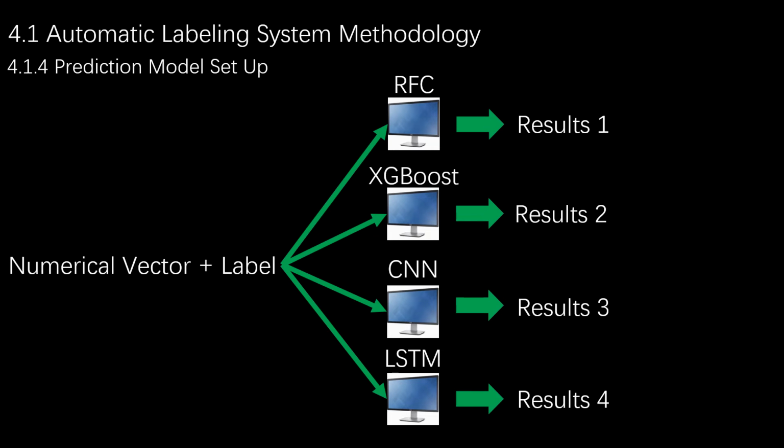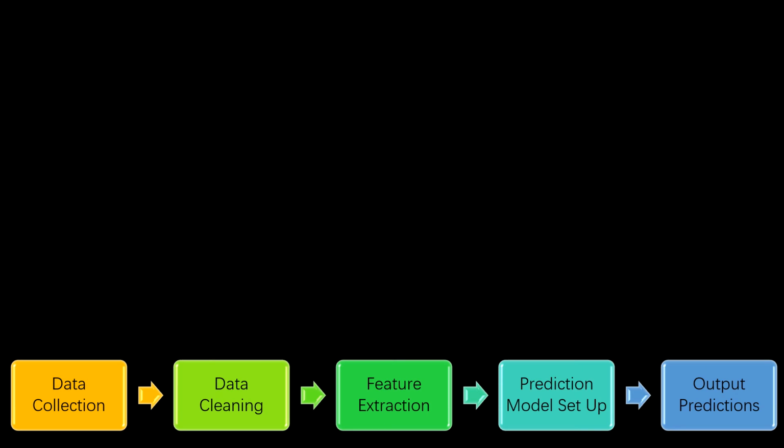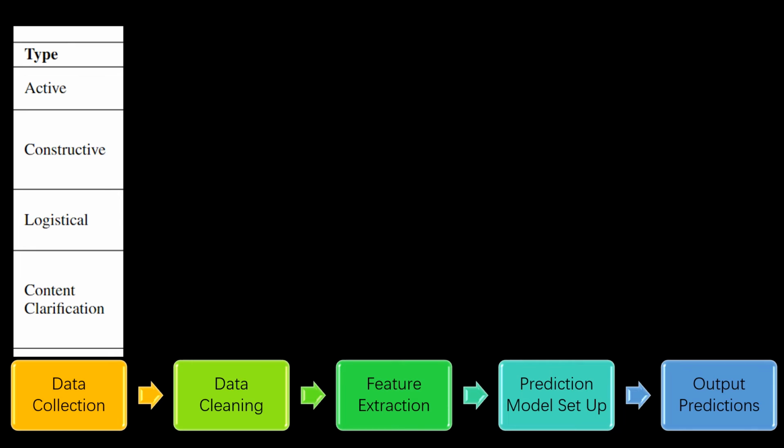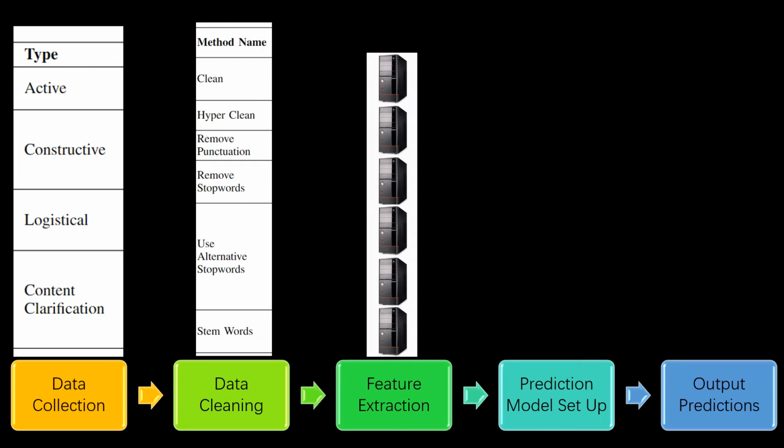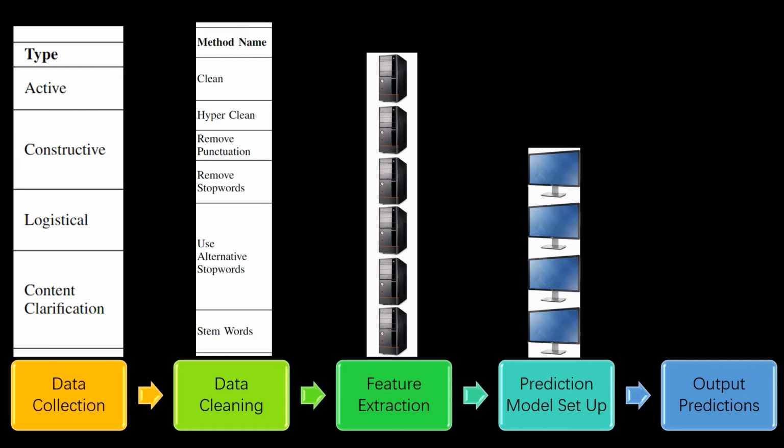Each prediction model predicts and outputs its result independently. Therefore, for the first module, we label the posts into 4 categories. Then we clean them using 6 different strategies. After that, we put the clean posts into 6 different language models to create different numerical vectors. Finally, we set up 4 different prediction models and obtain prediction results from each model after they learn from the numerical vectors for the posts.